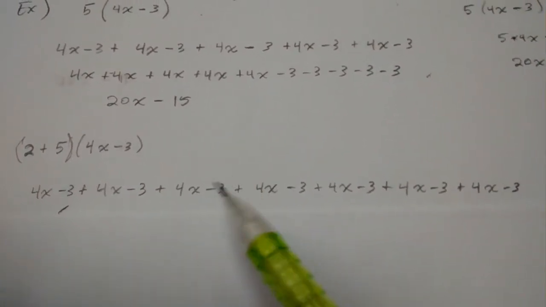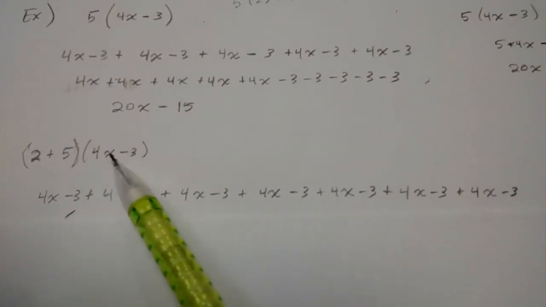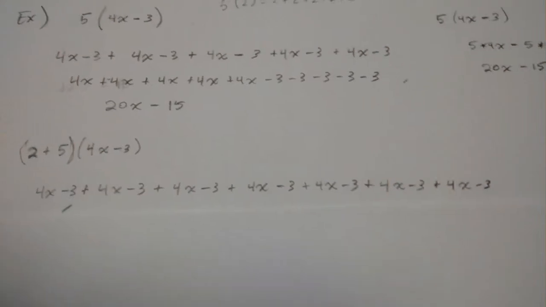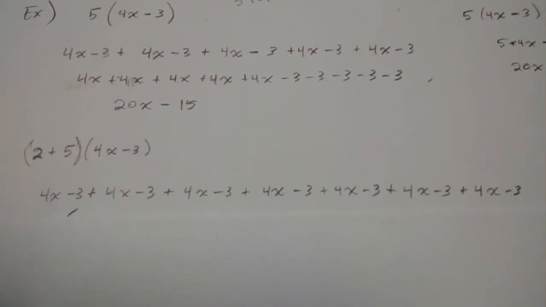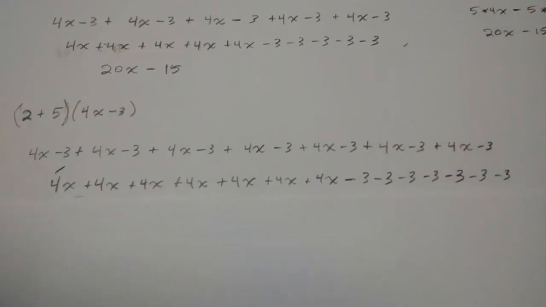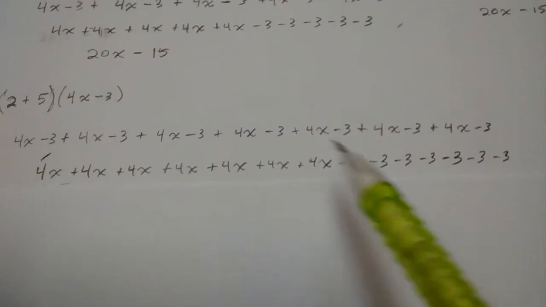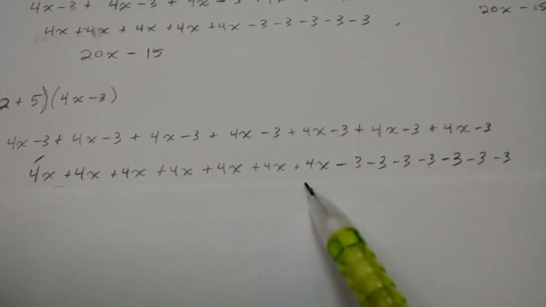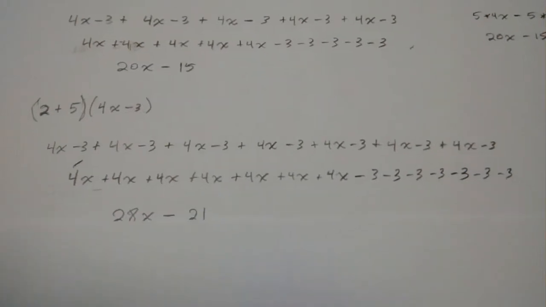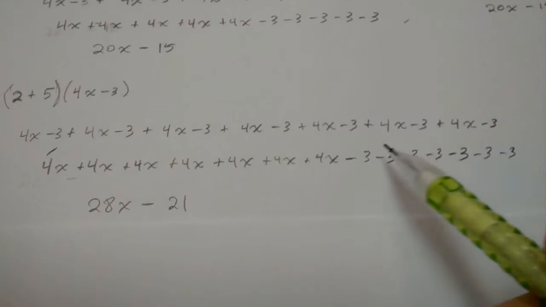And if we rearrange them, you'll get what? 7 4x's, meaning the first 5 and then 2 additional. And then you'll get 5 minus 3's and then 2 more. So 7 minus 3's there is how that's arranged in order. 1, 2, 3, 4, 5, 6, 7. So that combines to 28x. And that combines to minus 21.